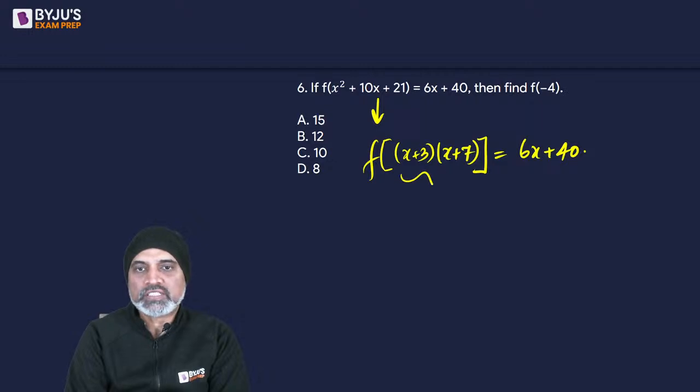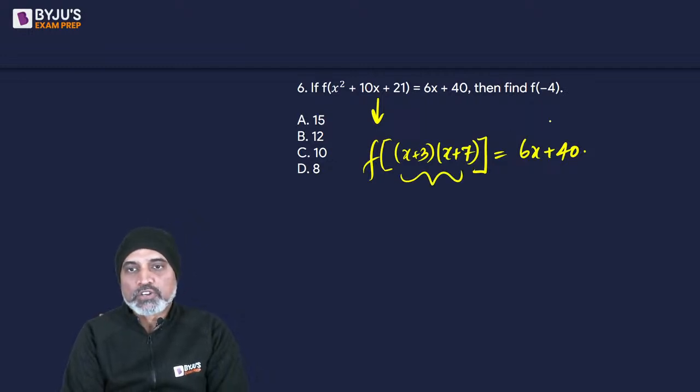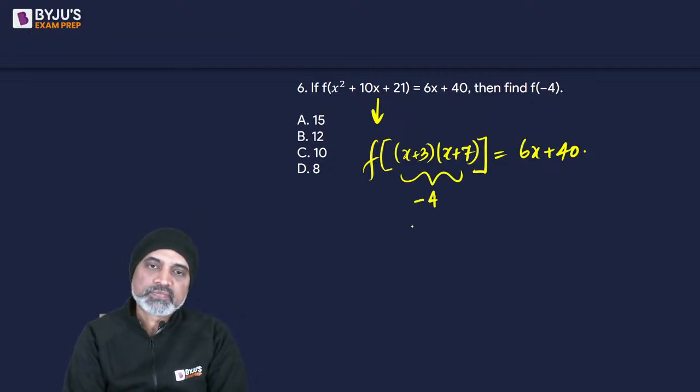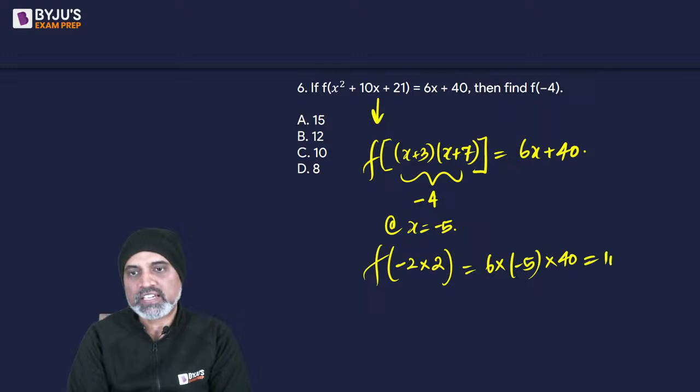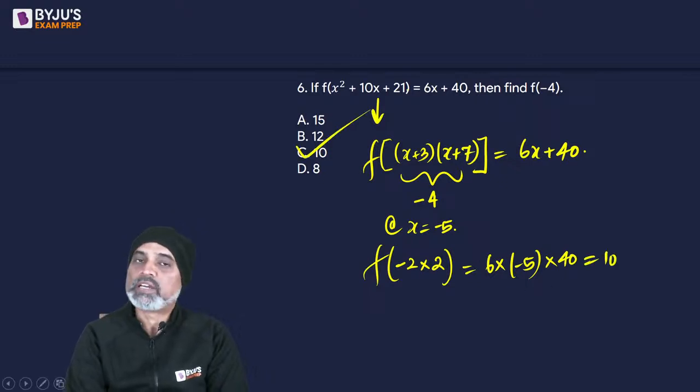Now if I want this argument to be minus 4, can we take x is equal to minus 5? Because if we take x is equal to minus 5, we will be getting f of minus 5 plus 3, which is minus 2, into minus 5 plus 7, which is 2. That means we need to have the same value on the right hand side. 6 into minus 5 plus 40, which will result in 10. So C becomes our answer.